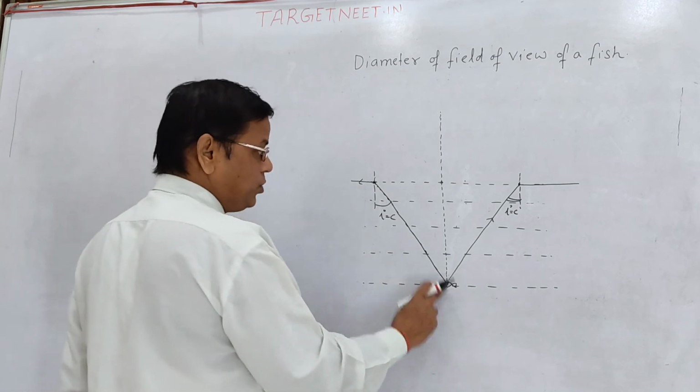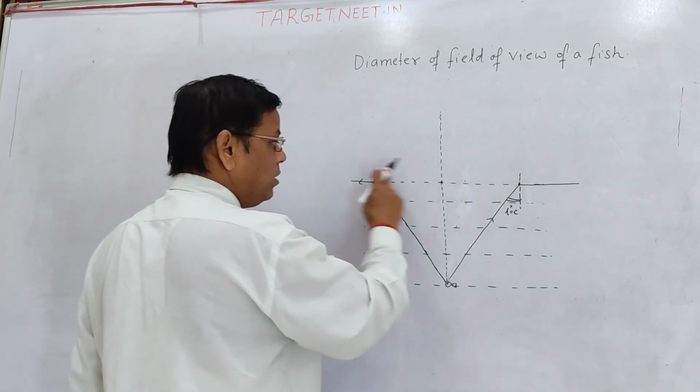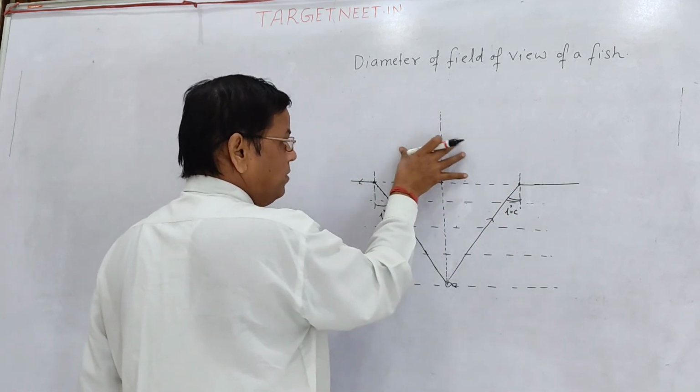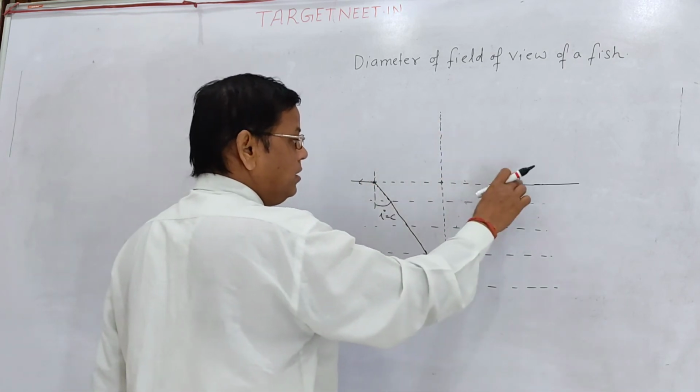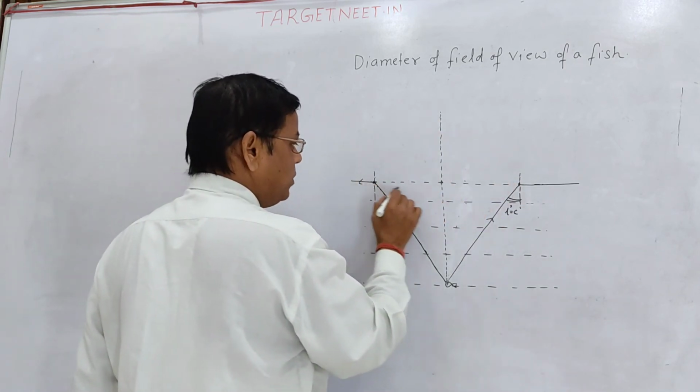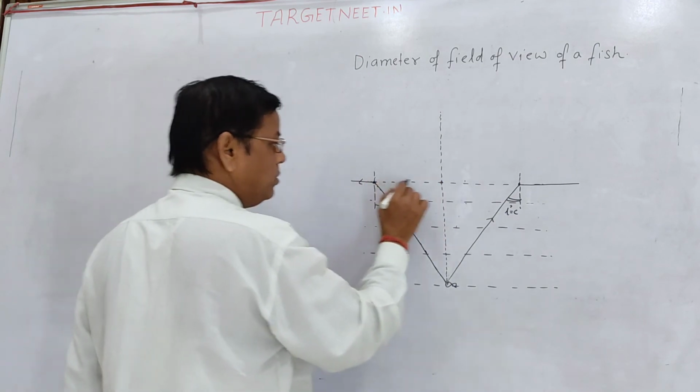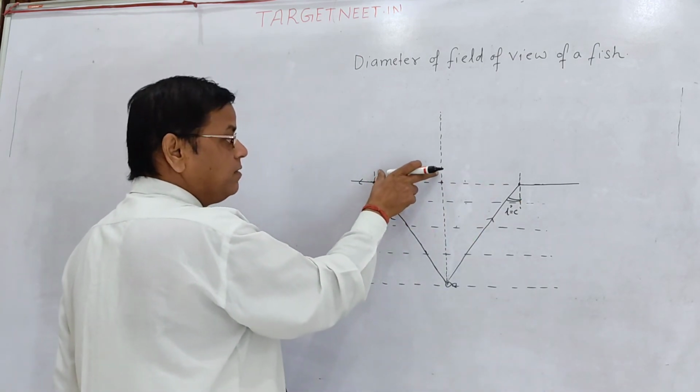And if it is a fish, this is the circular region above which the fish can see. So this is the diameter of the field of view, and this is the radius of the field of view.